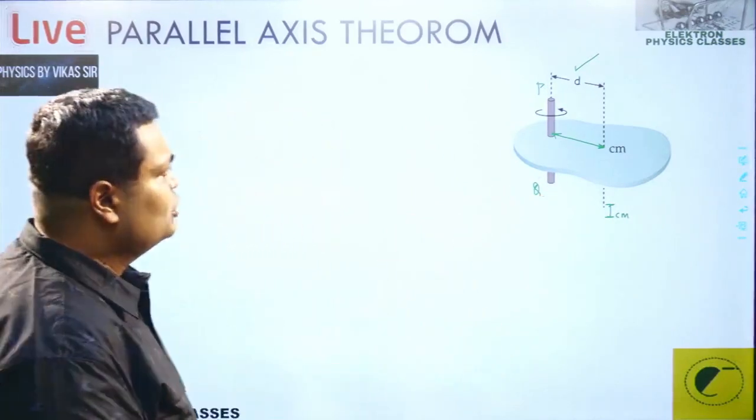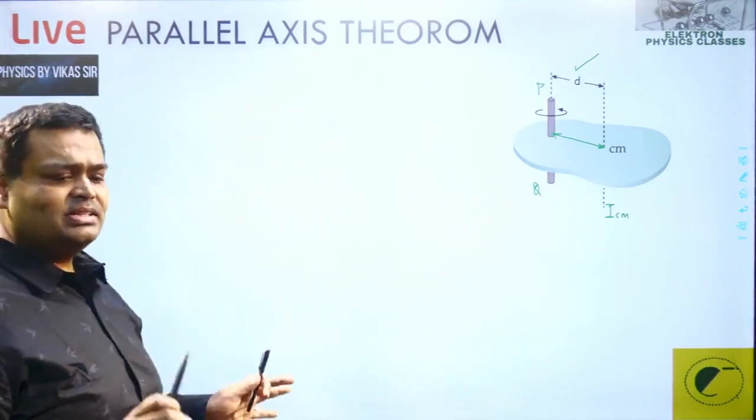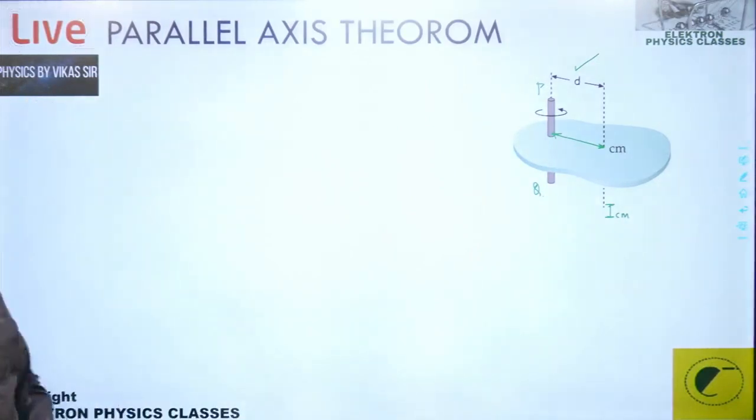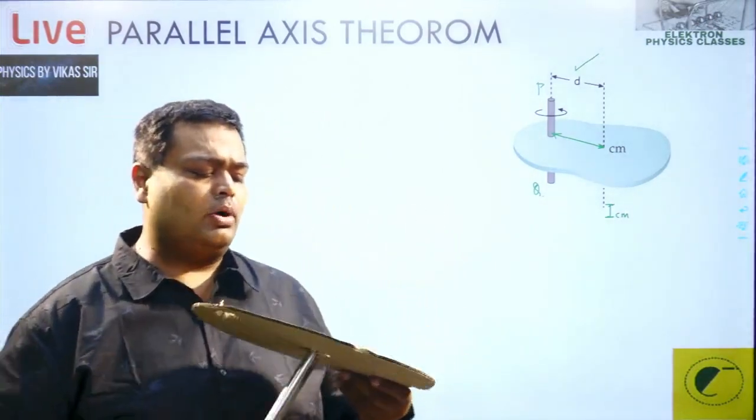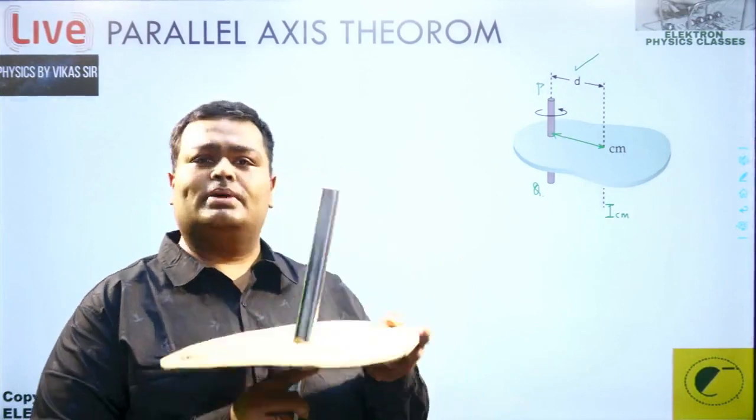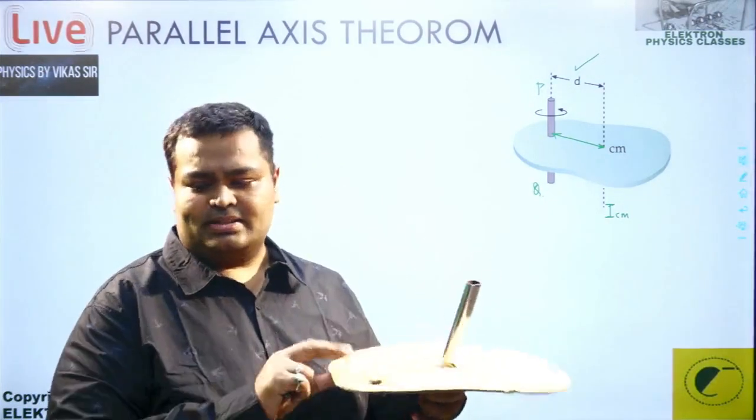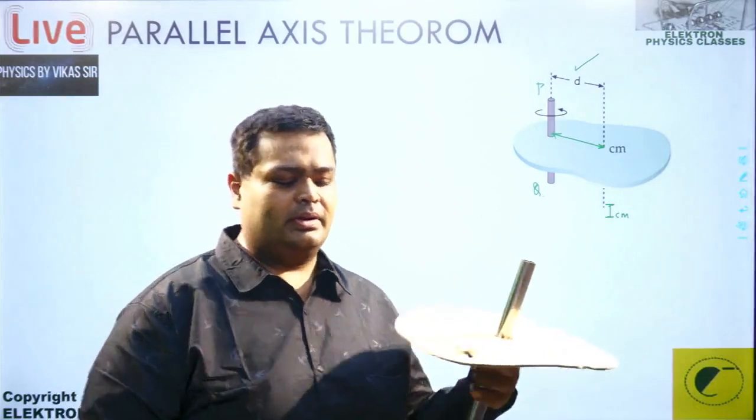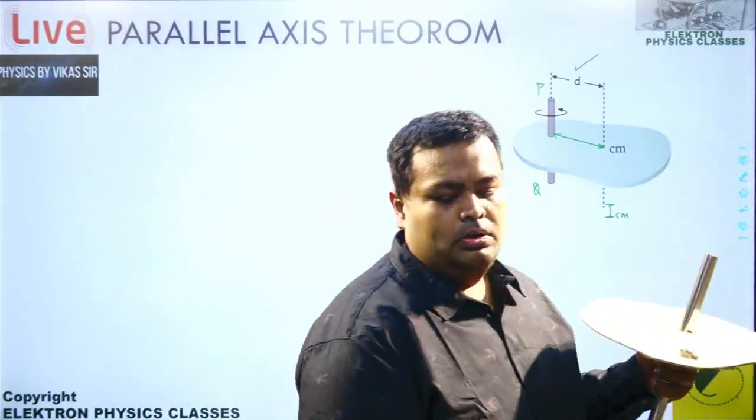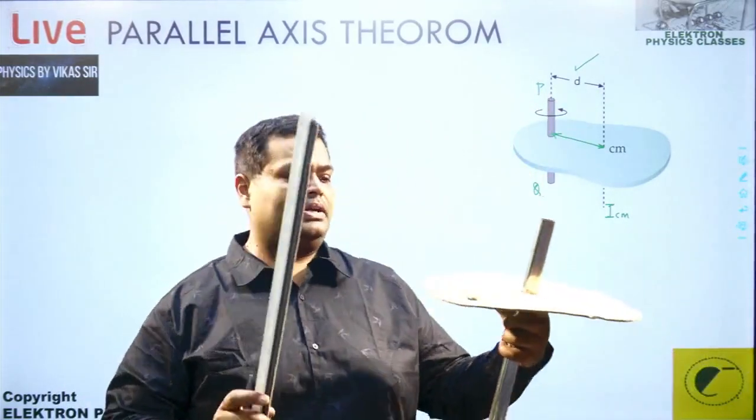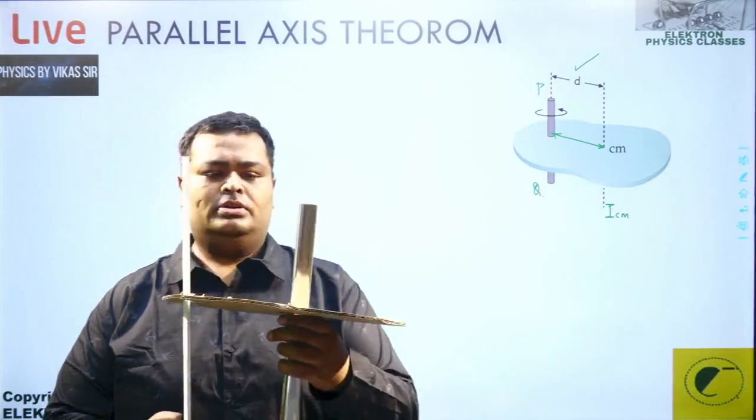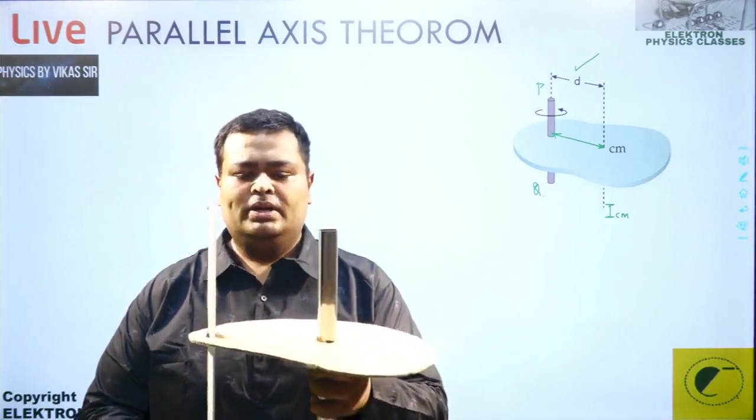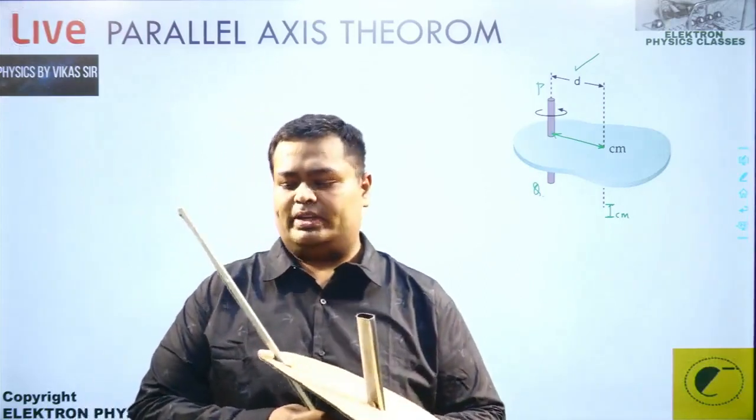One of the axes is passing through where? The center of mass. The second axis is passing through somewhere else, like I did in the practical over here also. Like I had two axes. So one axis was here. So this is supposed to be what? The center of mass axis. And the second axis is supposed to be passing through here. So these are the two axes, and these are two parallel axes. Okay? And then there is supposed to be the perpendicular distance over there.